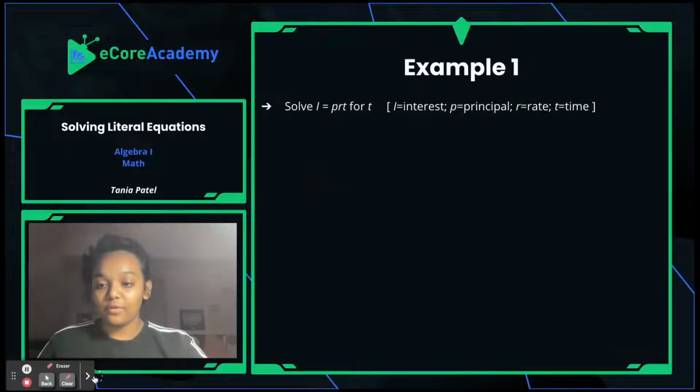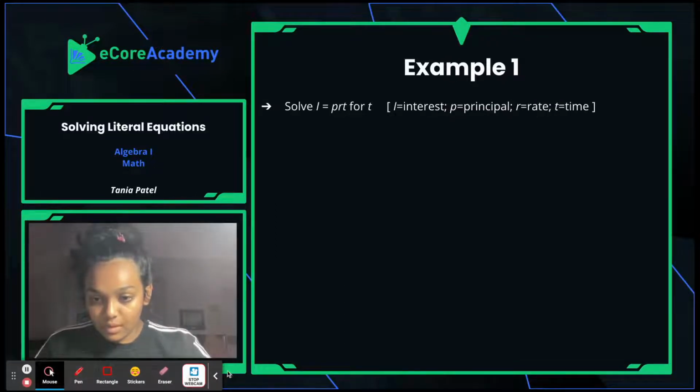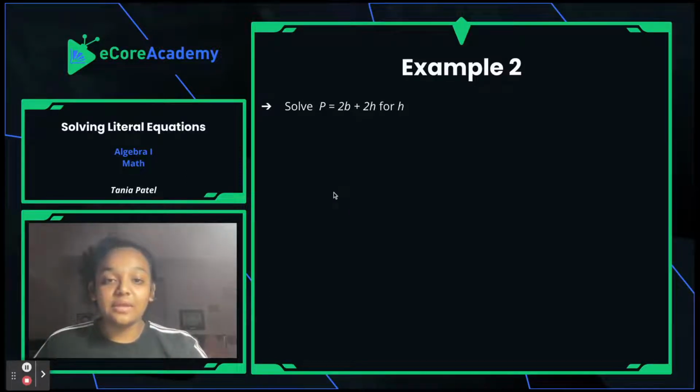Okay, as for the next example, the second example we'll be dealing with today is the formula P equals 2b plus 2h. And we're going to be solving for h.